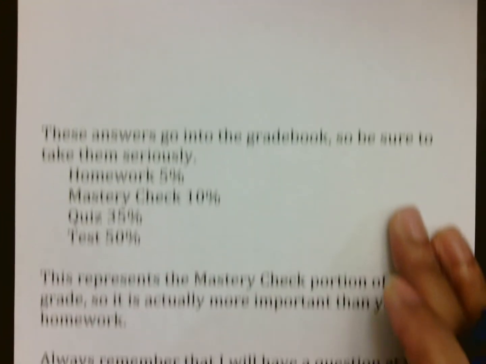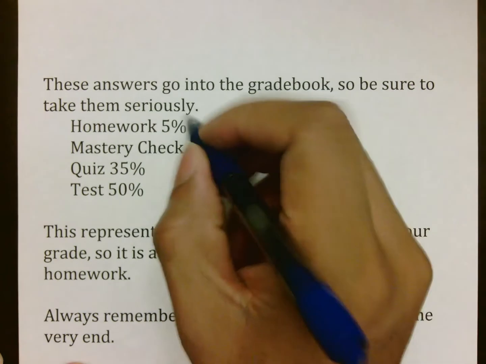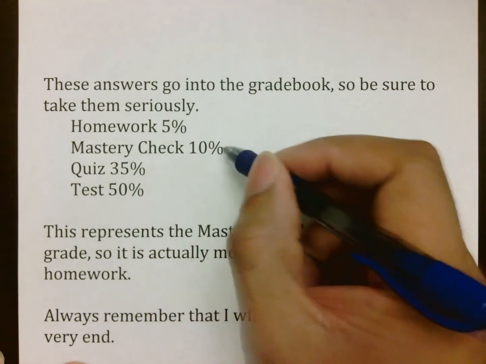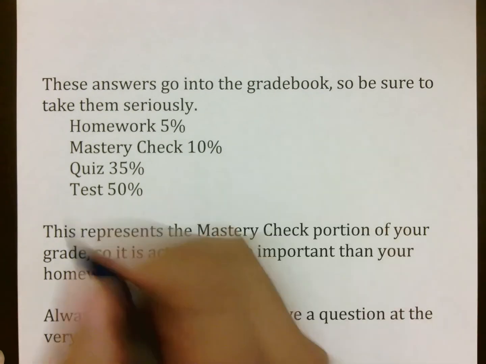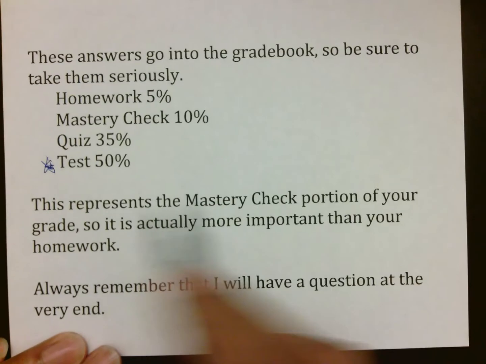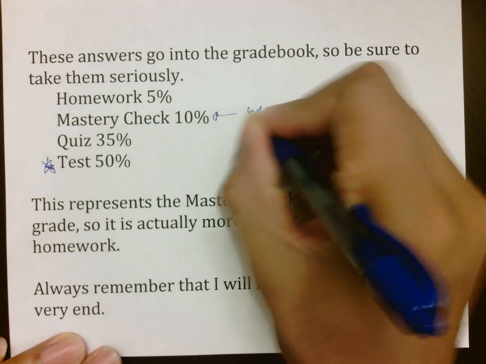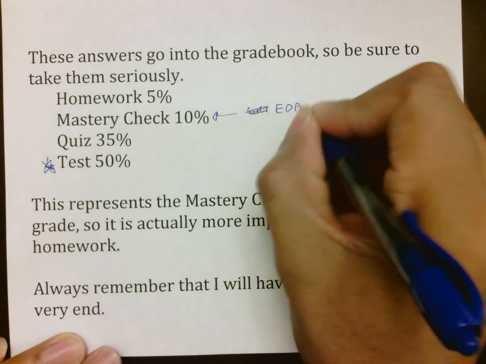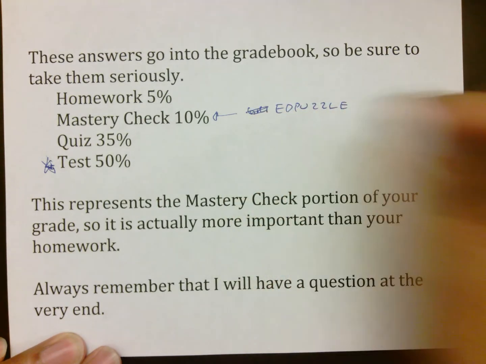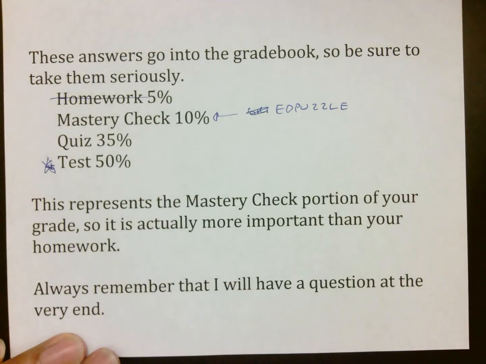These answers go into the grade book, so be sure to take them seriously. If you remember, homework is 5%, the mastery check is 10%, the quiz is 35%, your test is 50%. This here represents your mastery check, so that's what your Edpuzzle is part of. Your mastery check is actually more important than your homework.